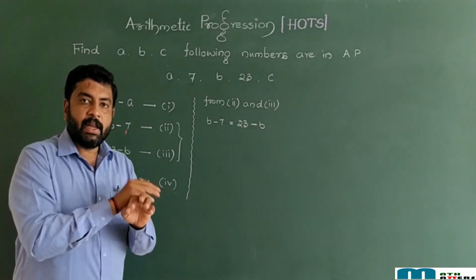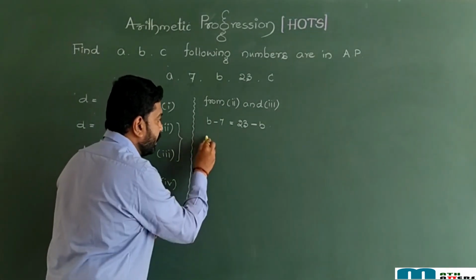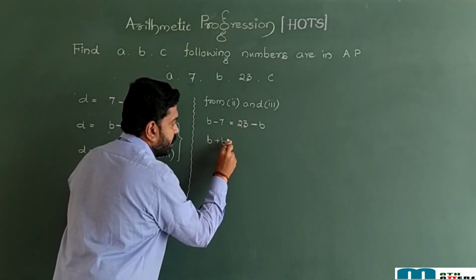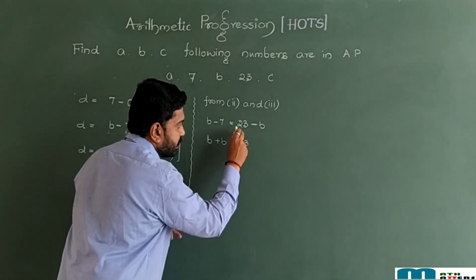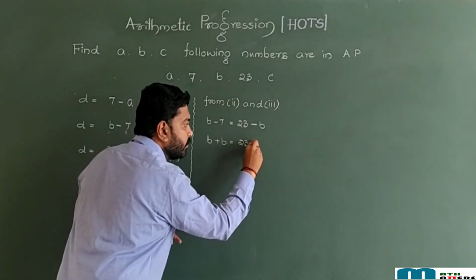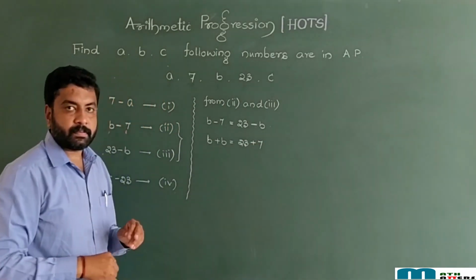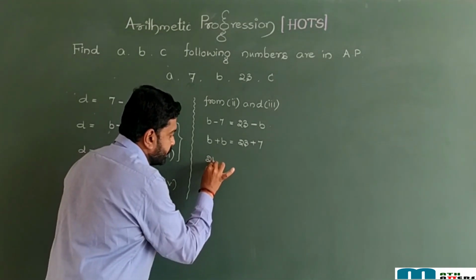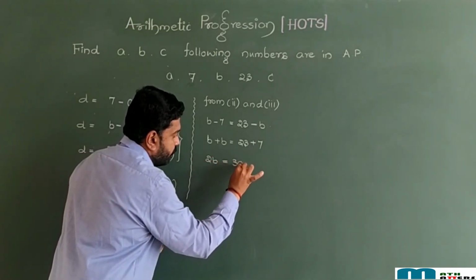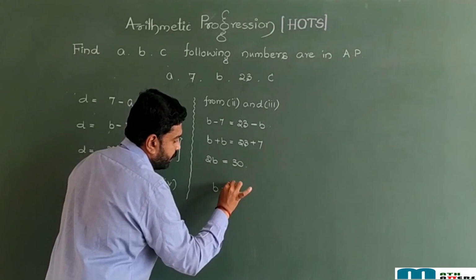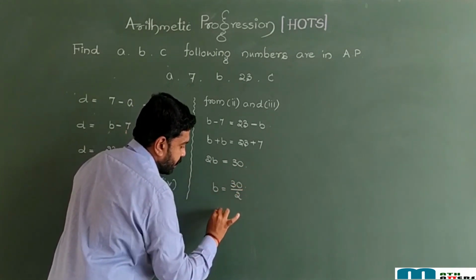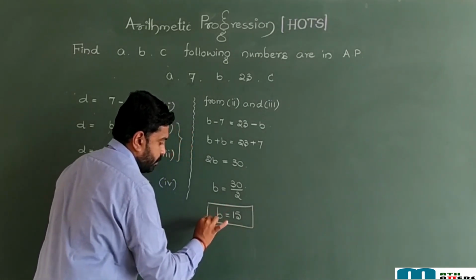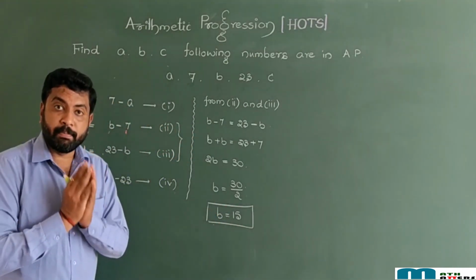Shift variables to one side and constants to the other side. This b becomes plus b, is equal to 23 as it is, and this minus 7, if I shift, becomes plus 7. 23 plus 7 is 30. So 2b is equal to 30. I want to calculate b. B is equal to 30 divided by 2, that is 15. Done. I got the value of b.